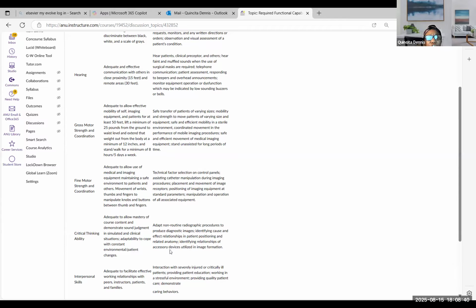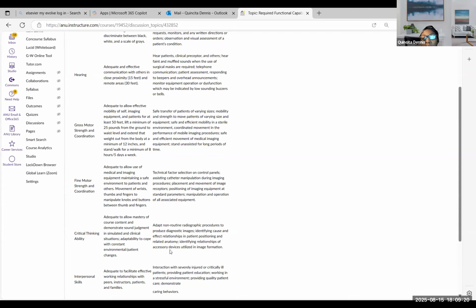The next one is fine motor strength and coordination, and this is going to allow you to manipulate your equipment. If you look at some of these X-ray tubes that we have, they have knobs and dowels, also buttons that you need to be able to manipulate, and that requires pretty decent wrist movement, finger movement, thumb movement. It's not only the manipulation of the equipment, but also the carrying of cassettes if your facility has cassettes.